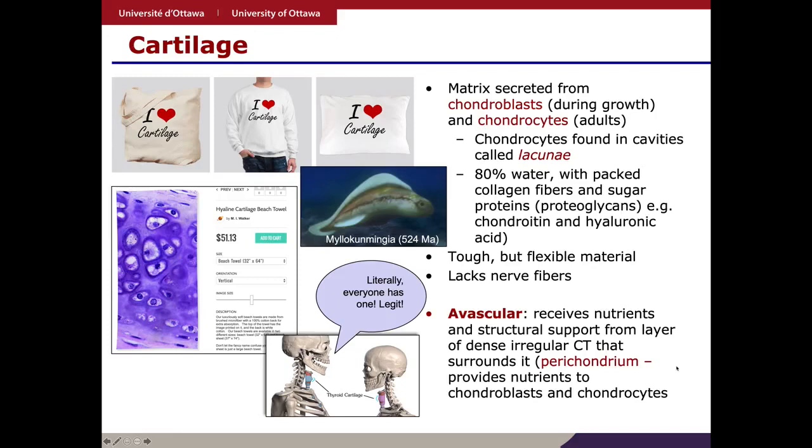Chondroblasts are the matrix-secreting cells found in developing cartilage up until the end of adolescence. In adults, mature cartilage cells called chondrocytes are found in cavities in the cartilage called lacunae. Cartilage lacks nerve fibers and is avascular, meaning it has very few or no blood vessels. It receives its nutrients and structural support from a layer of dense, irregular connective tissue that surrounds it, the perichondrium that we just talked about.